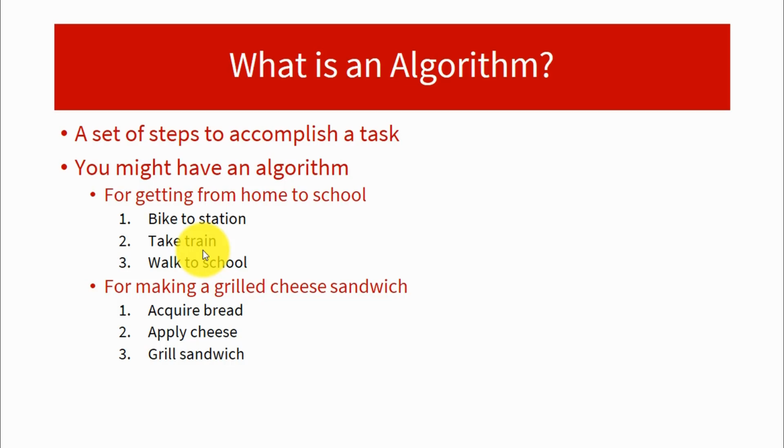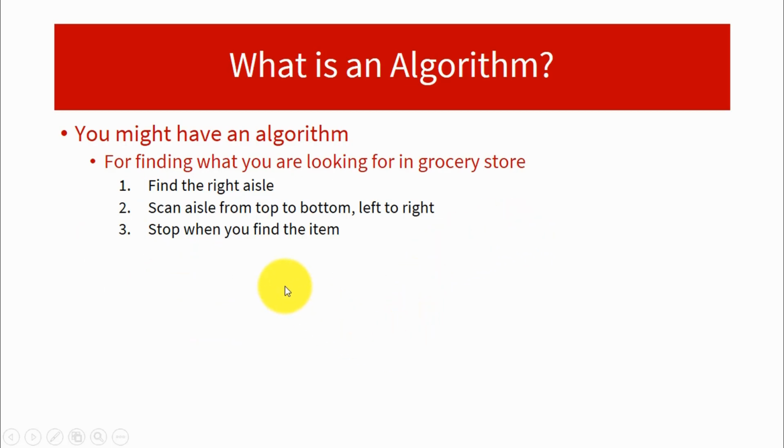For making a grilled cheese sandwich, you acquire the bread, you apply the cheese, you grill the sandwich, and this is another algorithm. Similarly, for finding what you are looking for in a grocery store, you might find the right aisle. It's like a cupboard that is placed in the store, and you scan from top to bottom, left to right, for the item you are looking for, and once you find the item, you stop there. So this is an algorithm. It's very abstract, as I said. There are a lot of details we could add to this algorithm, but it does convey the message that an algorithm in its simplest form is the set of steps that you perform to achieve something, right?